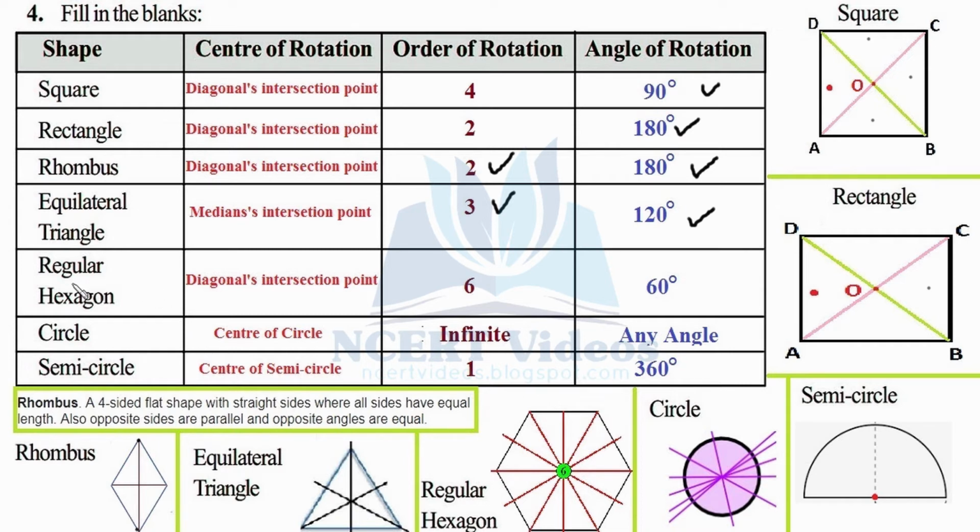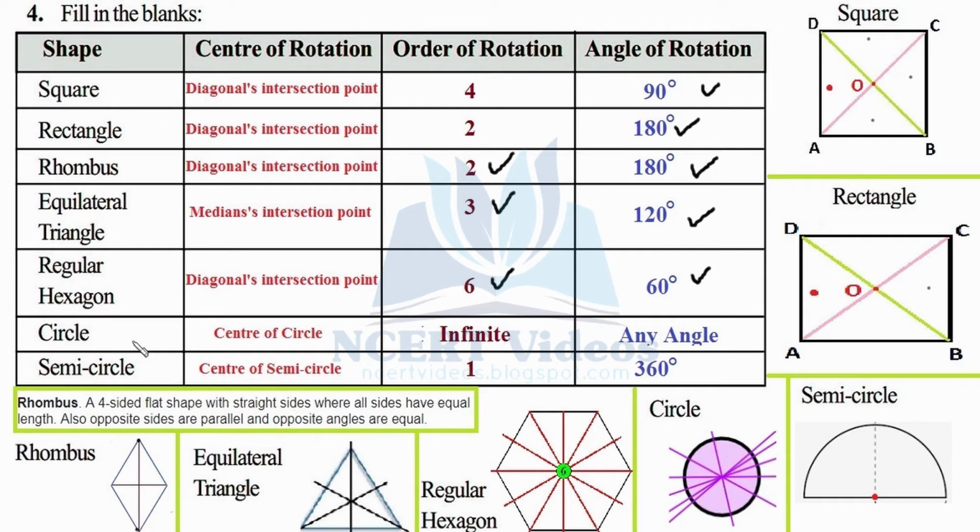Now regular hexagon, again what is regular means? When sides are equal and angles are equal as well. Hexagon means 6 sides. Again, diagonal intersection point will be your center of rotation, therefore these are diagonals, wherever they meet that is your center of rotation. And regular hexagon has 6 sides, so it will have order of rotation as 6 and each angle will be 60 degrees. And how to find this angle? Simple, angle at a point is 360 and divided with sides. So 360 over 6 gives you 60 degrees because 60 into 6 gives you 360 degrees.